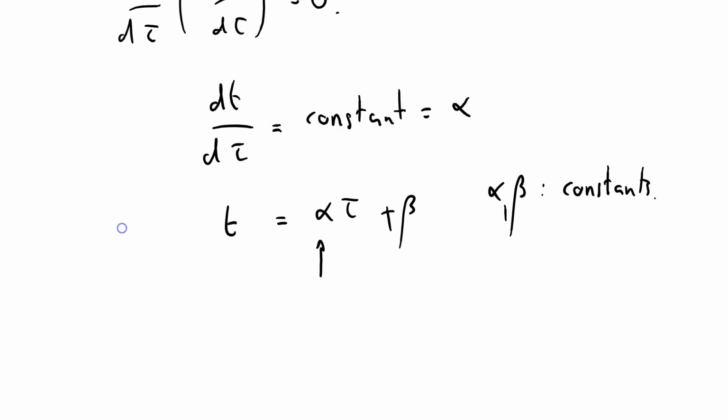We can do a little bit more work here. We can also say that d by dt equals 1 over alpha d by d tau as operators, and we'll use that in a subsequent screencast. Okay, stop there.